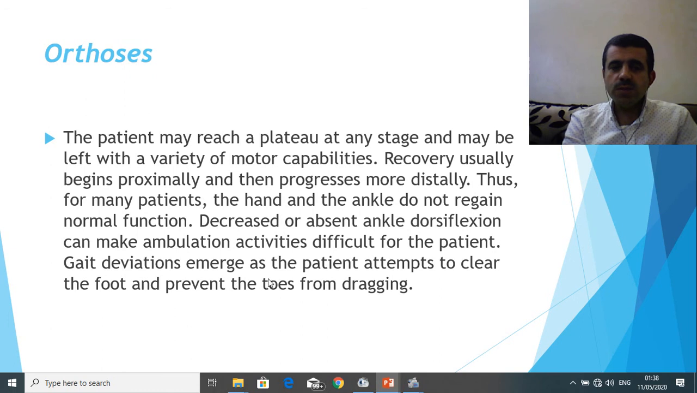Gait deviations emerge as the patient attempts to clear the foot and prevent the toes from dragging.